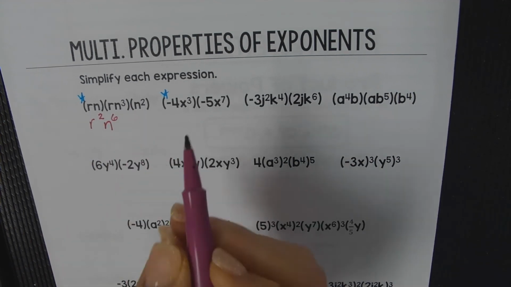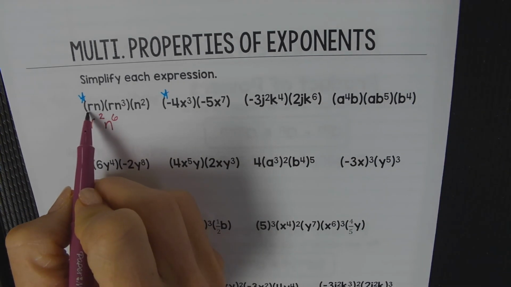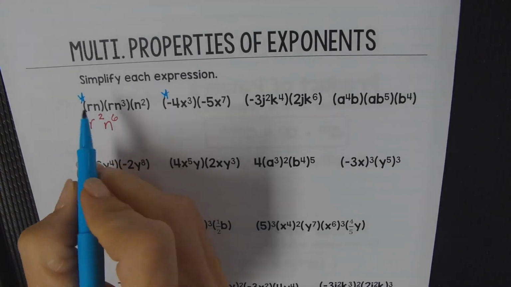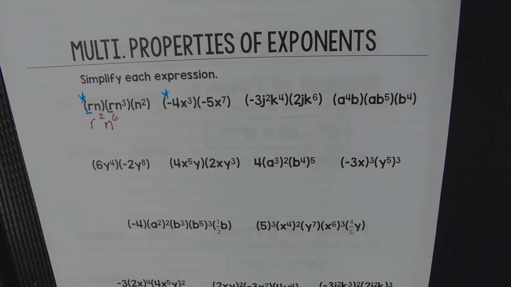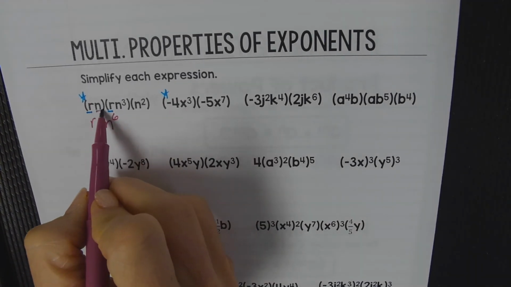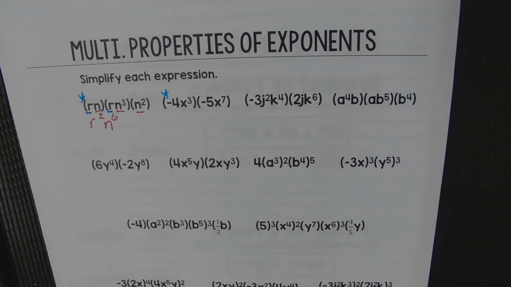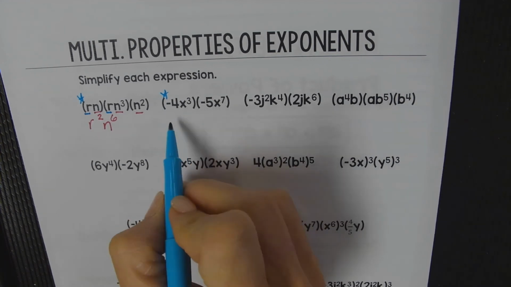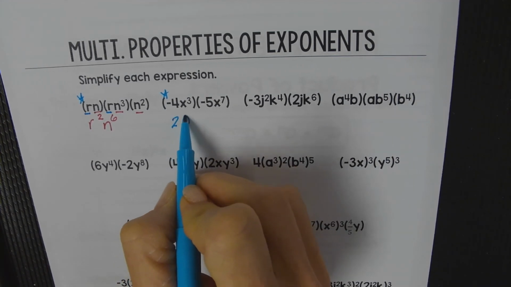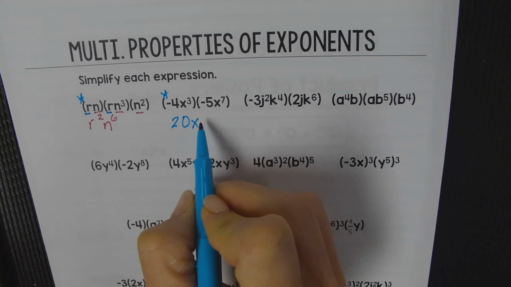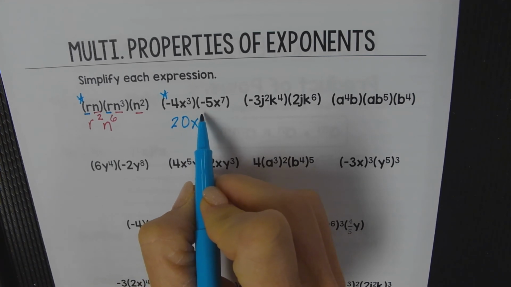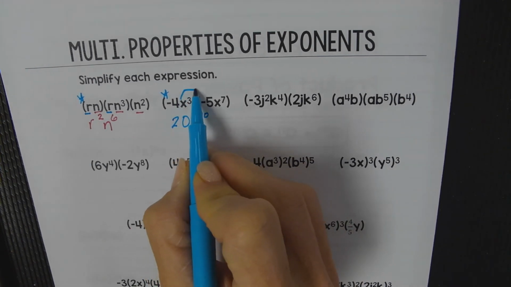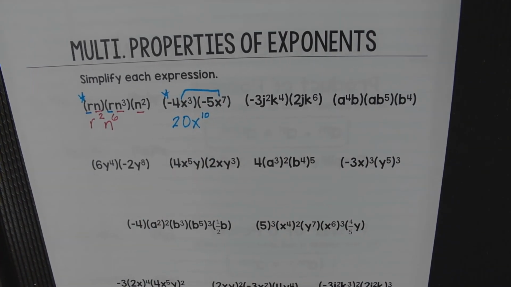If it helps, underline each one at a time. So you could say R and R. N, N, and N. So the last one, and then I'm going to have to tell you your homework. -4 times -5 is positive what? And how many X's do you have? X to the 10th. We're adding because the base is written twice.